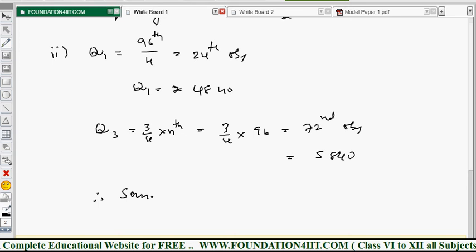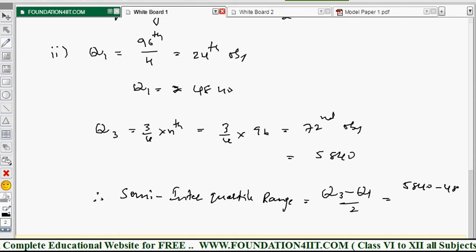So formulas you remember from this topic. Semi-interquartile range is equal to Q3 minus Q1 by 2. So that is 5840 minus 4840 by 2. So that is 1000 by 2, which is 500. Okay, just see the calculations.